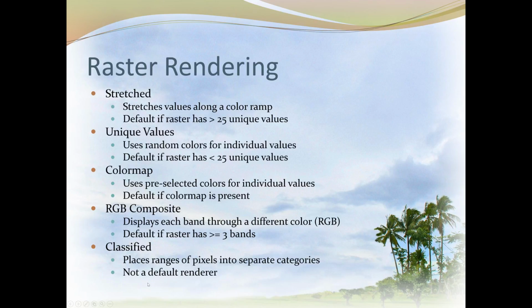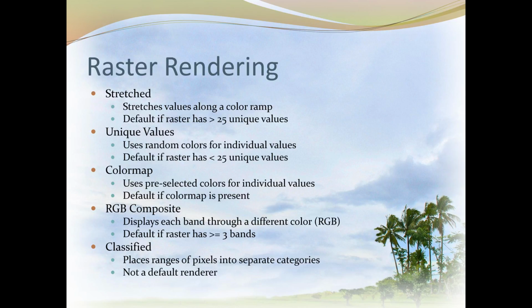Okay, so for the stretched, we haven't used any stretch yet. So it stretches values along the color ramp. Default if raster has 25 or more unique values. We barely use the unique values, and we use random colors for individual values. Default if raster has less than 25 unique values. So if we have more than 25, we use stretched. Unique value, we deal with less than 25. That's something we have to be aware of.